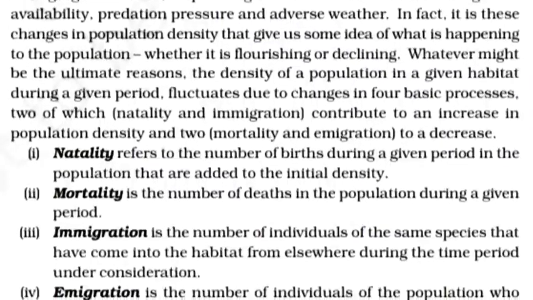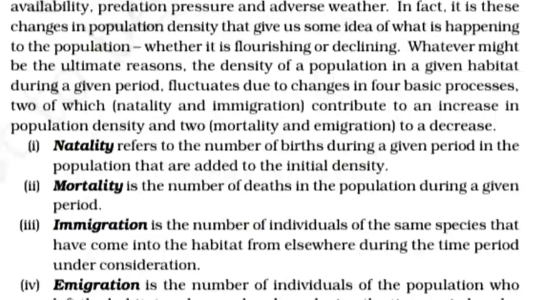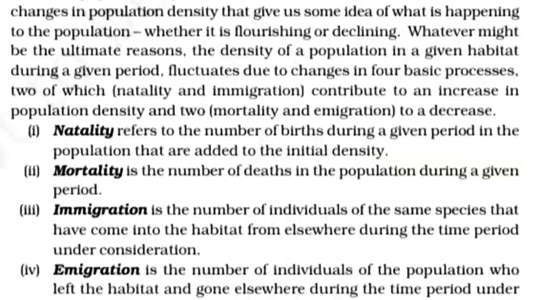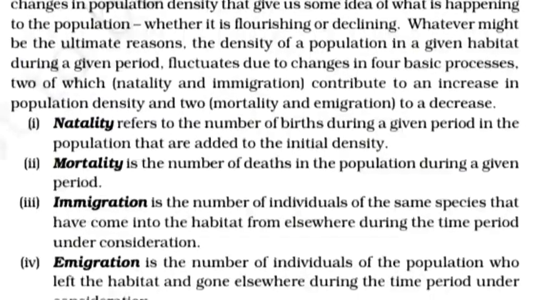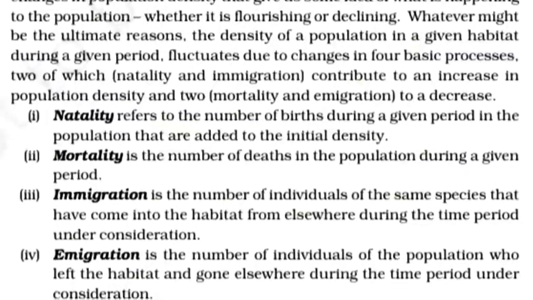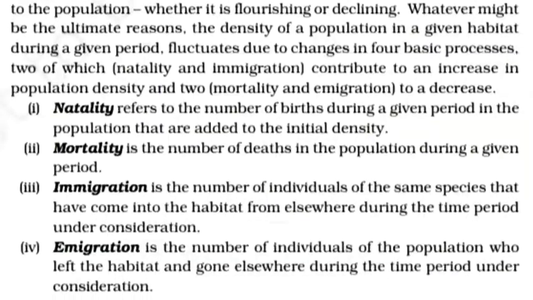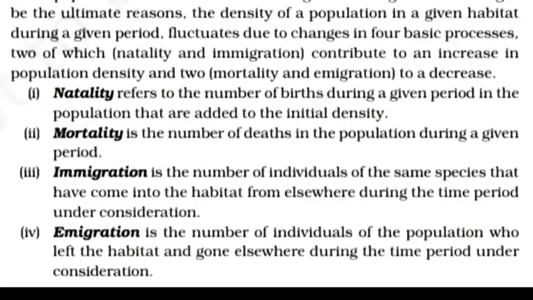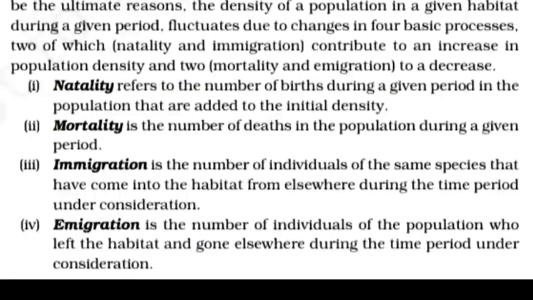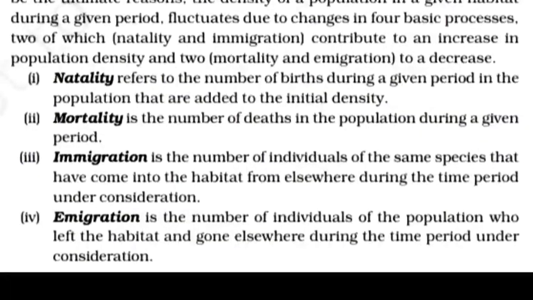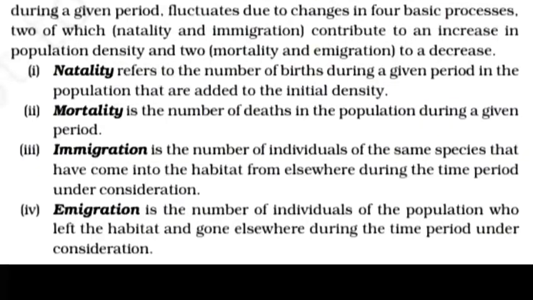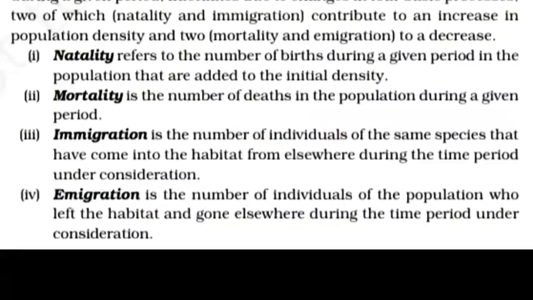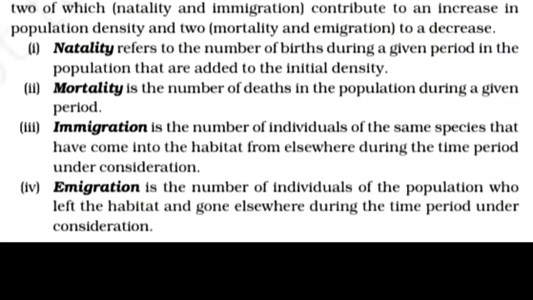1. Natality refers to the number of births during a given period in the population that are added to the initial density. 2. Mortality is the number of deaths in the population during a given period. 3. Immigration is the number of individuals of the same species that have come into the habitat from elsewhere during the time period under consideration. 4. Emigration is the number of individuals of the population who left the habitat and gone elsewhere during the time period under consideration.